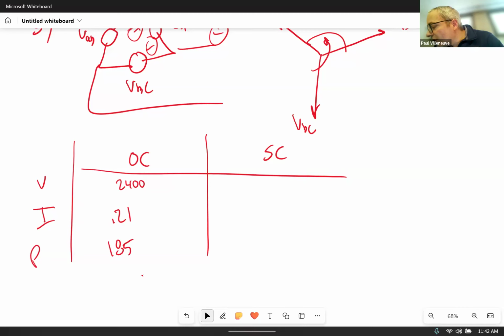And for the short circuit test, I have 615. I have 20.8. Sorry, I'm not putting these in order. I'm just putting them down as I come across them. And then V is 52.